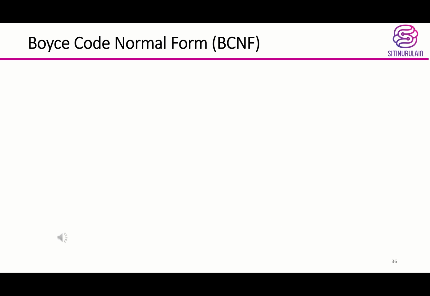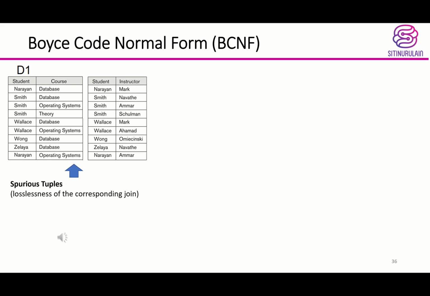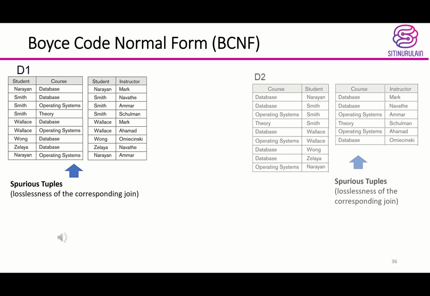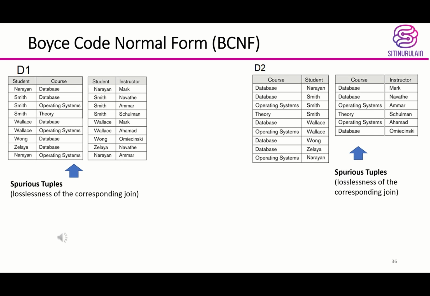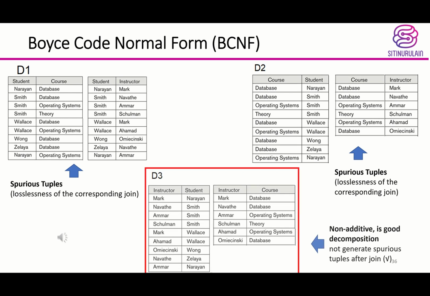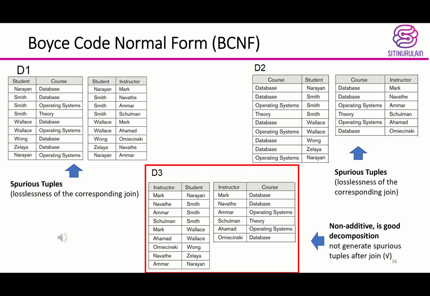D1 gives student determine instructor or student determine course, creating spurious tuples that cause losslessness of the corresponding join. D2 gives course determine instructor or course determine student, also creating spurious tuples that cause losslessness of the corresponding join. However, in D3 we get instructor determine course or instructor determine student. Since instructor determine course is indeed true, the NJB property is satisfied and D3 is determined as a non-additive, good, decomposition.